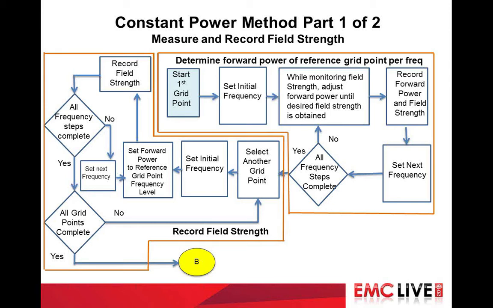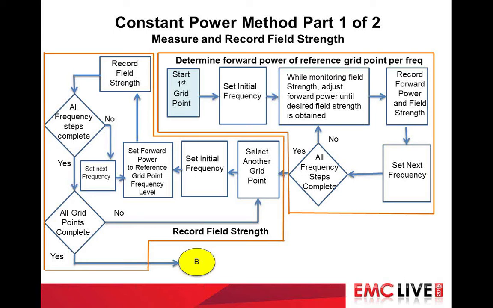The following are the steps for determining the forward power of the reference grid point. First, select the reference grid point. Next, determine the forward power of the reference grid point per frequency. For each grid point, adjust the forward power to the specified field strength. Record forward power and field strength. Call this the reference forward power. Do this for all the frequencies.